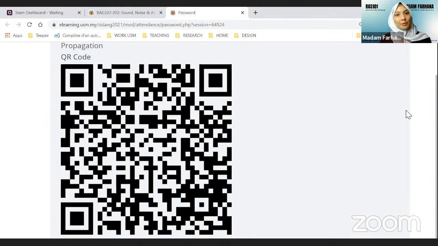So for this final project, you can apply a little bit of acoustic design in your project. So this is the attendance for QR code, and also this is the password. So while waiting for them, you can take your attendance first.